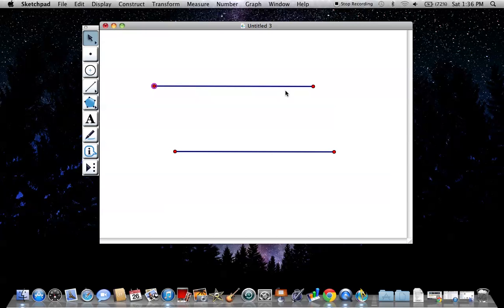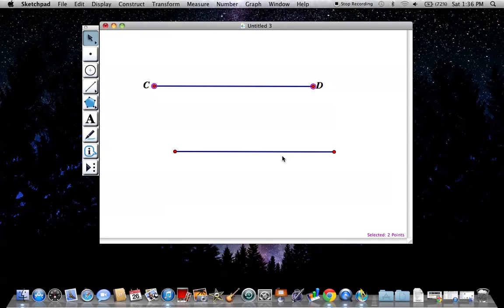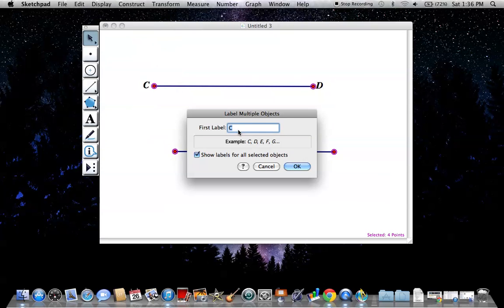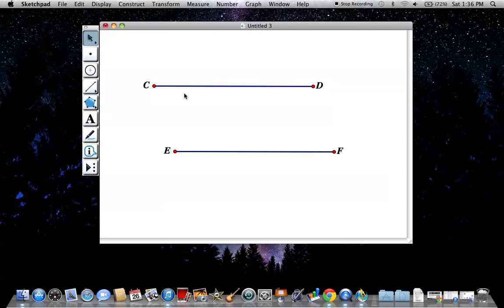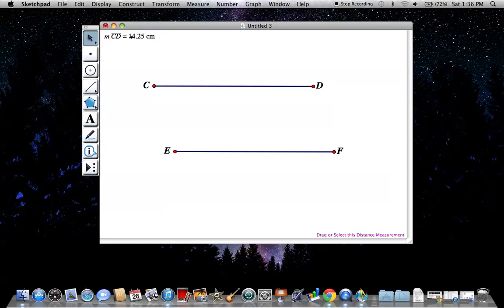All right, let's label them. Display, label points. Okay. All right, so I have segment CD and I have segment EF. Now, right now I don't know they're congruent. Obviously, I copied and pasted them, so they should be. But if I measure them, measure length, the measure of segment CD is 14.25. Measure length, the measure of segment EF is 14.25. So these are congruent segments.